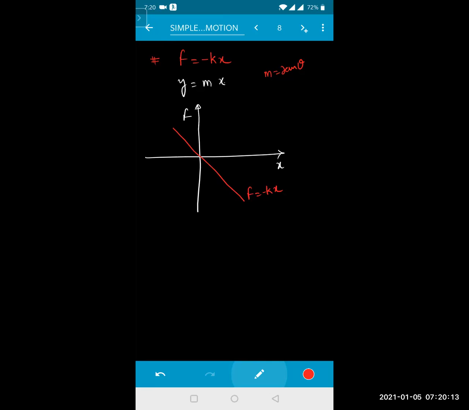Is it clear? Yes, sir. Okay, so that was about your given condition right now. So that was the condition. We need to write the formula for that one. So force is equal to minus K into X, where Y is equal to M into X if I'm comparing. So we are getting a straight line passing through your origin. Is it clear? Yes, sir.